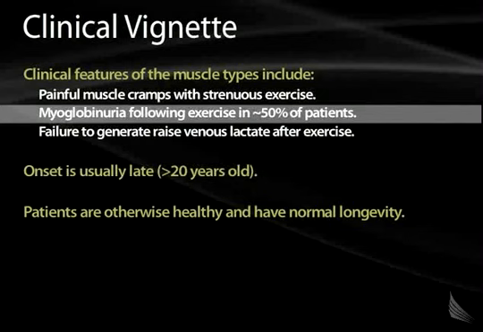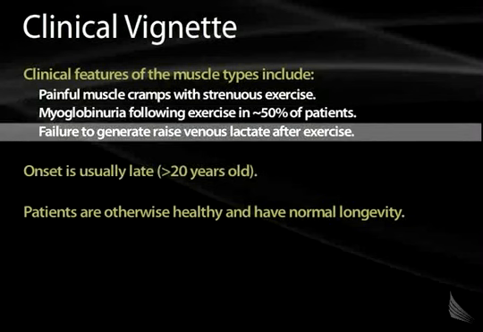The other thing that happens is because you're unable to mobilize glucose, you get a buildup of lactate, and so they may have a lactic acidosis of a mild degree after exercise. Onset of this disease is usually later, about in the 20s, and the patients are otherwise healthy and have normal longevity.